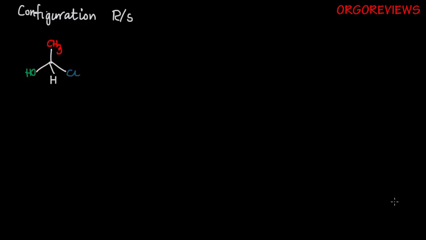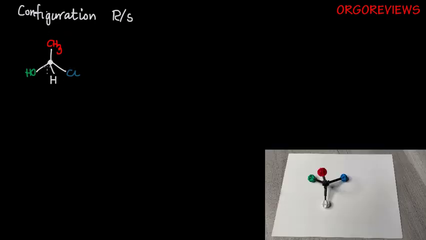Welcome to Ogo Reviews. In this video, we're going to be looking at how to determine the R or S configuration of a molecule. In order to understand this, we're going to take a look at the structure drawn up here. So if you have any molecule that has 4 groups attached to it, if you have a carbon here that has 4 different groups attached to it, we refer to this carbon as the chiral center.